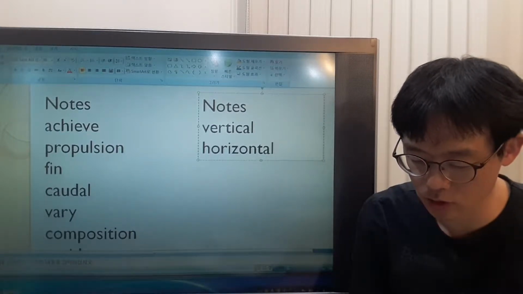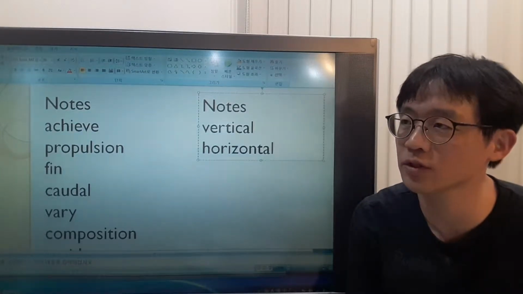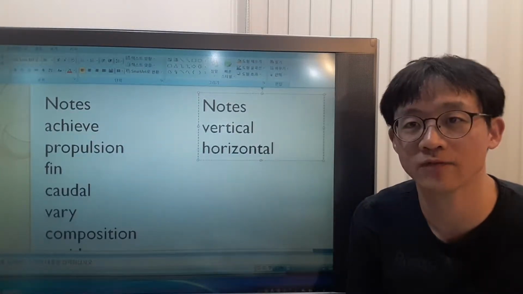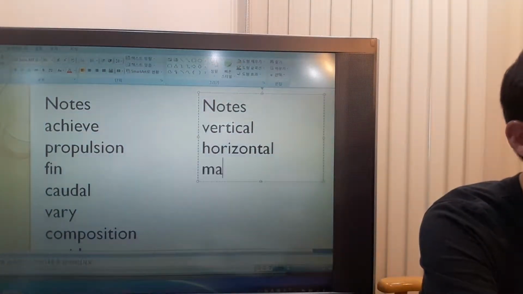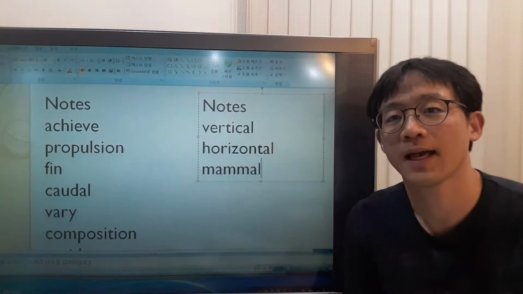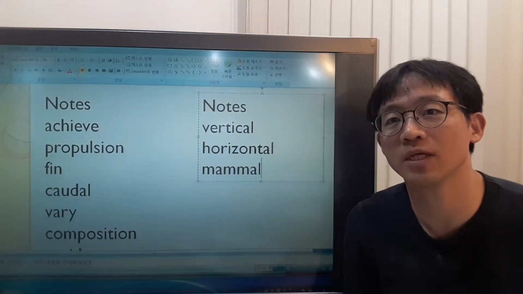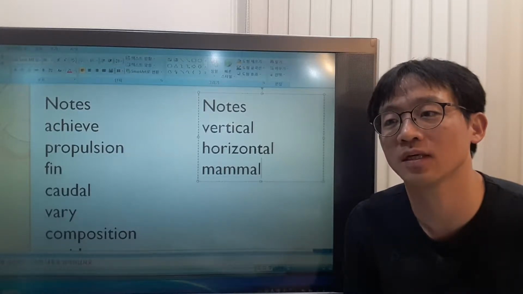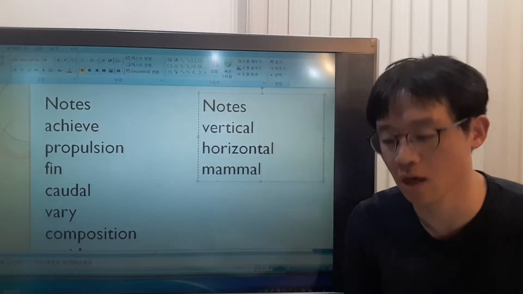Whales have horizontal tail fins, but remember that they aren't fish. Whales aren't fish. This is common sense. You have to know that. They are mammals. What is a mammal? Mammals are animals which give birth to their babies rather than laying eggs. Okay? And when they feed their young, they feed their milk. That is what mammals are.